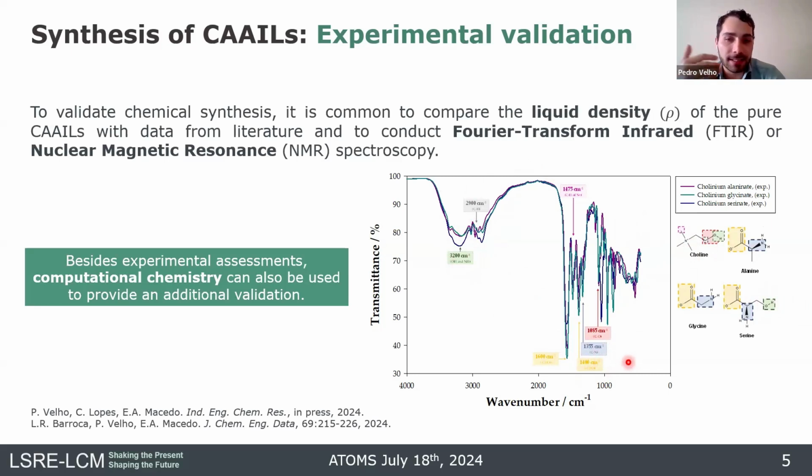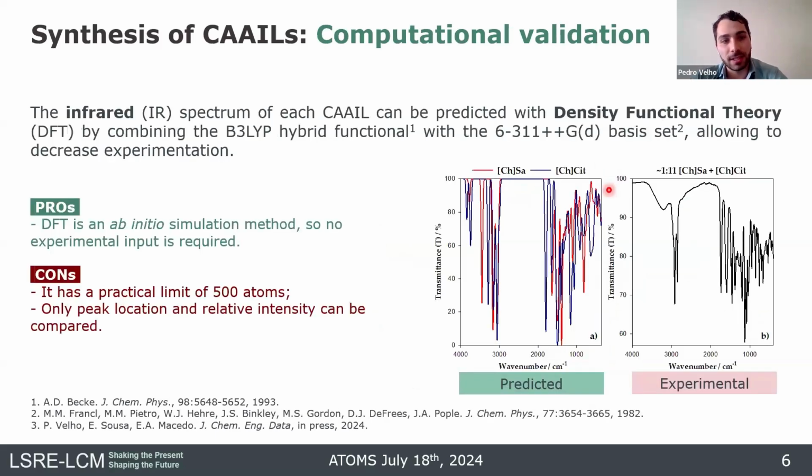Nevertheless, after having validated the chemical structure using Fourier transform infrared spectra, we can also do some computational chemistry. Computational chemistry may provide us an additional validation, and we can do so by predicting the IR spectra and comparing them with the FTIR spectra.